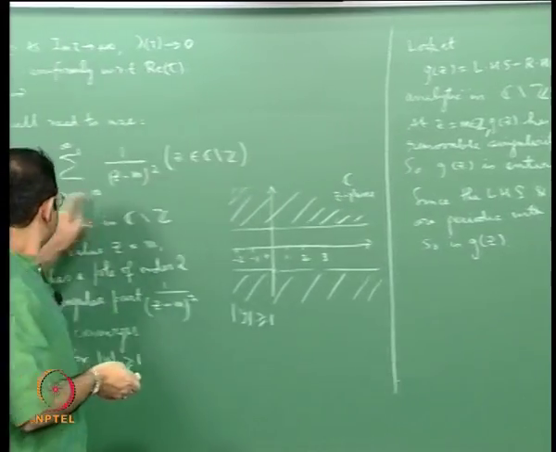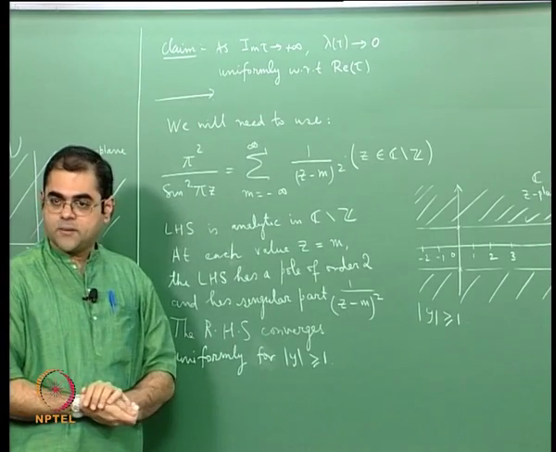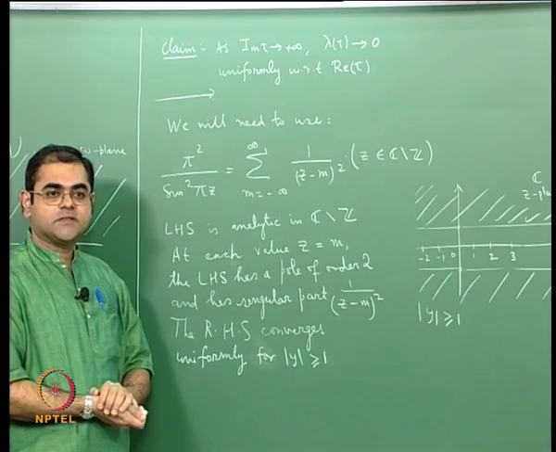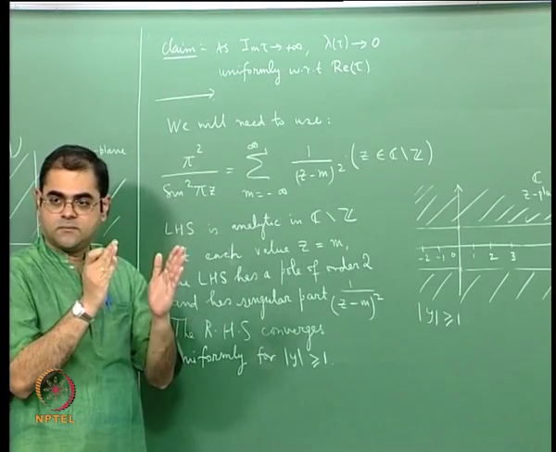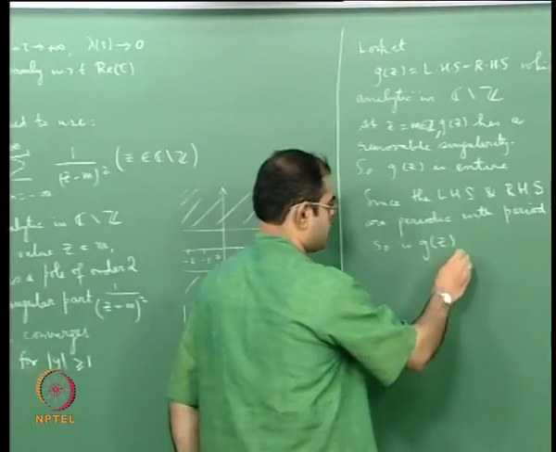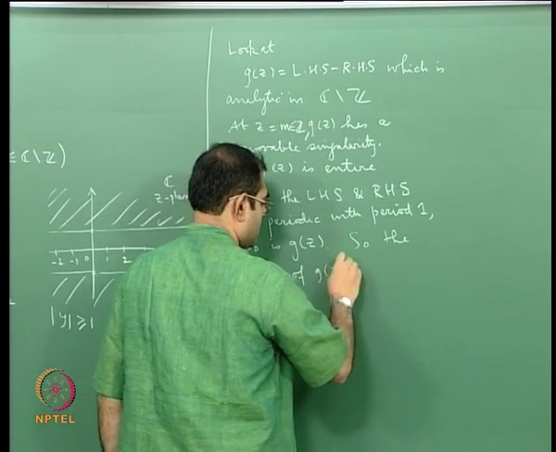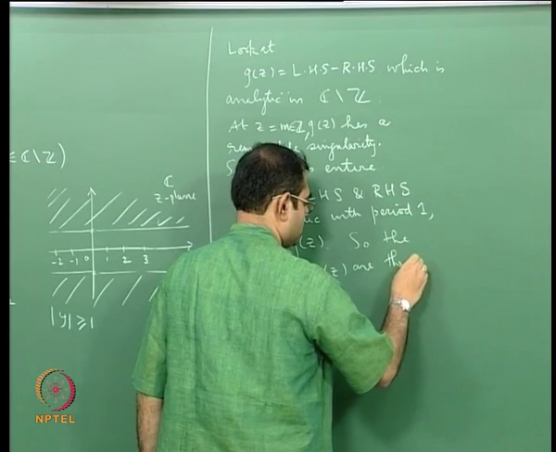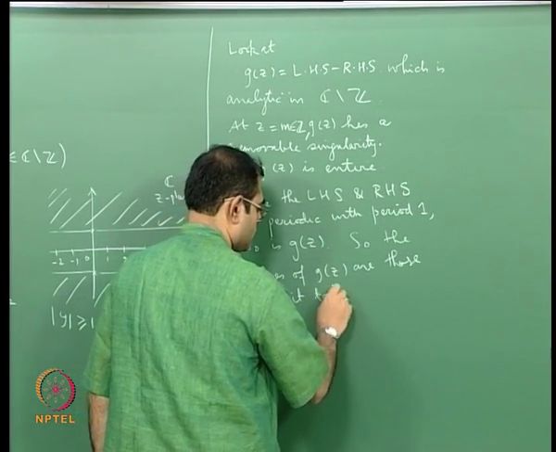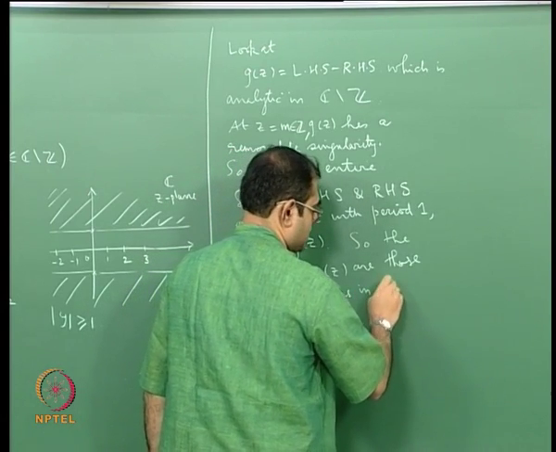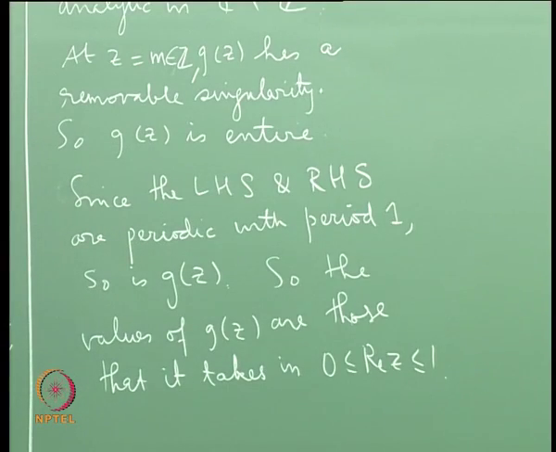So you see the difference, which is G of z, is actually periodic with period 1. Therefore its values are completely controlled by the values in a vertical strip of horizontal length 1. So the values of G of z are those that it takes in, say, 0 less than or equal to real part of z less than or equal to 1, in this vertical strip, because it is periodic with period 1.